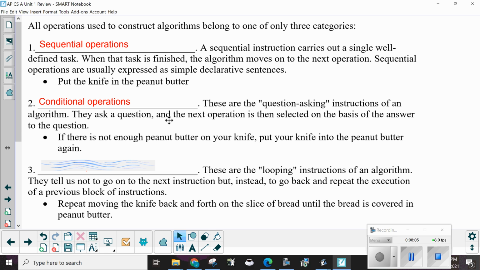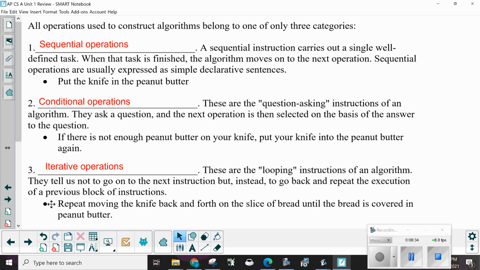Then we have conditional operations. These are the question-asking instructions of an algorithm. And conditionals, you get a yes or a no, true or false. They ask a question and the next operation is then selected on the basis of that answer. If there is not enough peanut butter on your knife, put your knife into the peanut butter again. If statements.